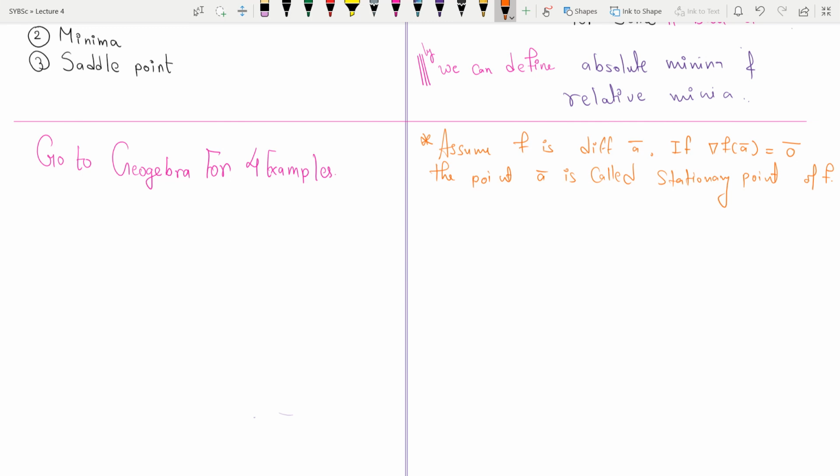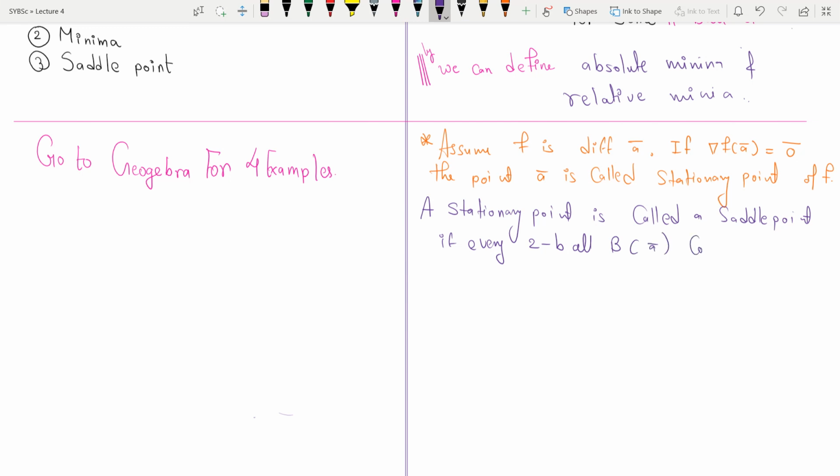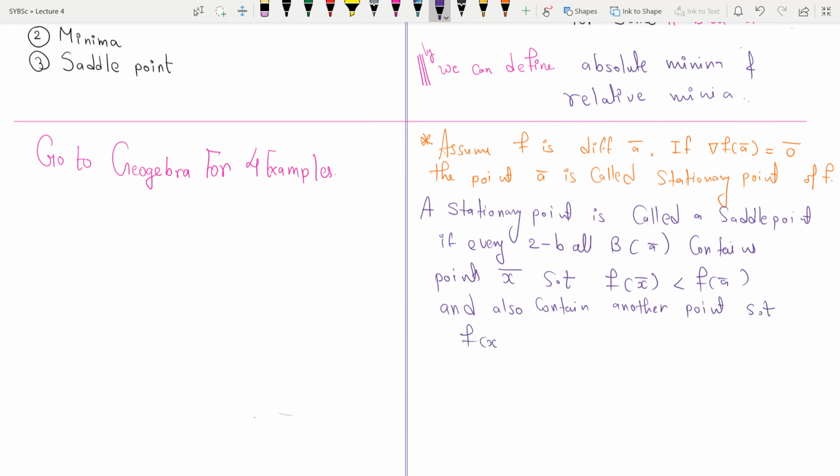Now I will define a saddle point. A stationary point is called a saddle point if every n-ball, every 2-ball, because we will be discussing in 2 dimensions, so I just write 2-ball, 2 means 2 dimension, denoted by B(a bar), contains a point x bar such that f of x bar is less than f of a bar, and also contains another point x bar such that f of x bar is greater than f of a bar.